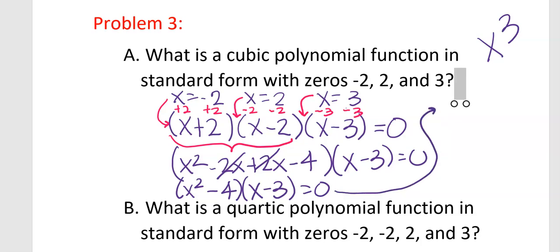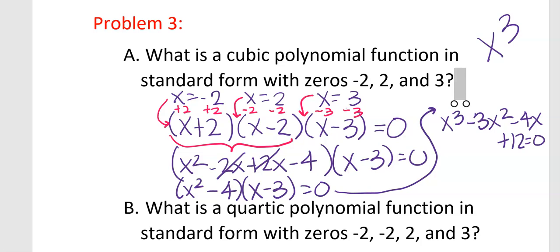So x squared times x would be x to the third. X squared times -3 would be -3x squared. -4, these are the insides. -4 times x would be -4x. And -4 times -3 would be positive 12. Now, do we have a cubic polynomial in descending order?